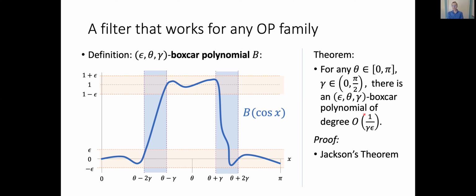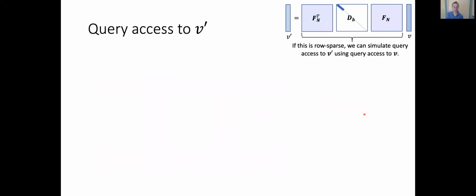So armed with this nice low degree polynomial filter, we can then get query access to B for general OP transforms. How does this work? Suppose that D is the degree of this boxcar polynomial B, and suppose that I'm looking at indices I and J which are further apart than D. So D is strictly less than the absolute value of the difference between I and J.